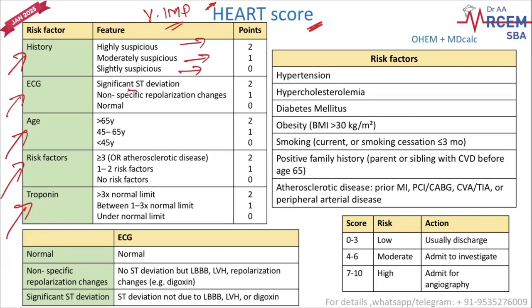For ECG, ST segment deviations are present, or non-specific repolarization changes, some LBBB or some LVH or some digoxin-related ECG changes are present, or completely normal ECG is present. Depending on that, you will be scoring again. Depending on the age, if the age is more than 65 or between 45 to 65 or less than 45, again, you will be scoring accordingly. But in exams, it is heavily tested on the risk factors.